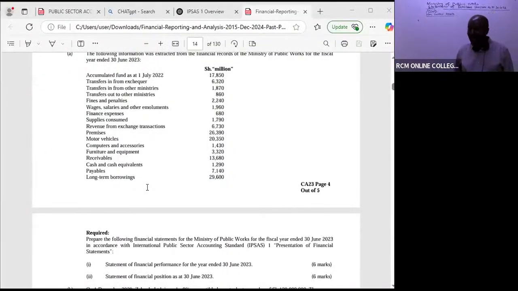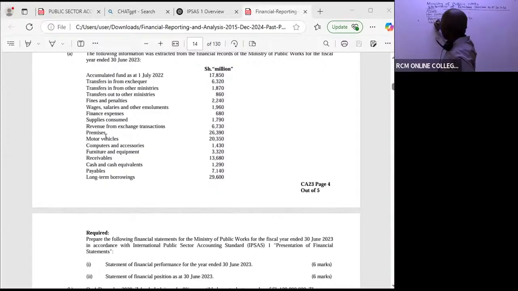So the first non-current asset that I'm able to see here is premises. How much are we seeing there, ladies and gentlemen? I can see 26,390. Premises stands for land and buildings, the buildings basically. So they are long-term. Then we have motor vehicles, 2350.